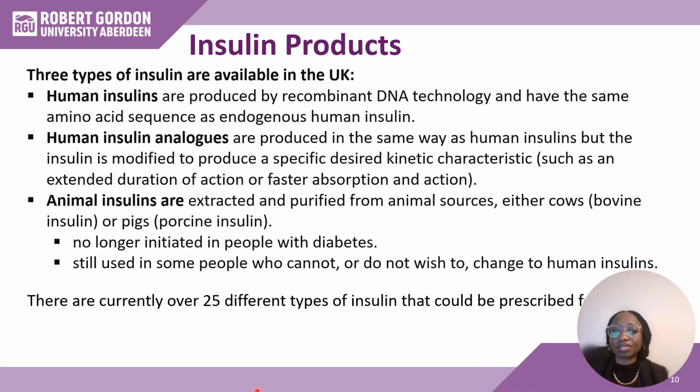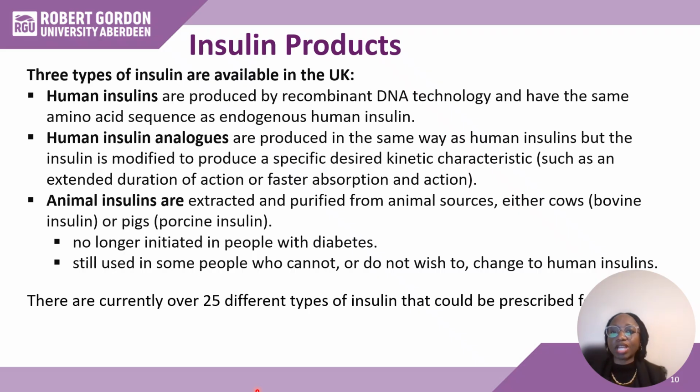So insulin products. In the UK, there are three main categories of insulin products. First, we have the human insulins, which are created using recombinant DNA technology. They have the same amino acid sequence as the insulin naturally produced in the body, or in the pancreas rather. Next are the human insulin analogs. These are also engineered, but with small modifications to the insulin molecule to achieve certain desired characteristics.